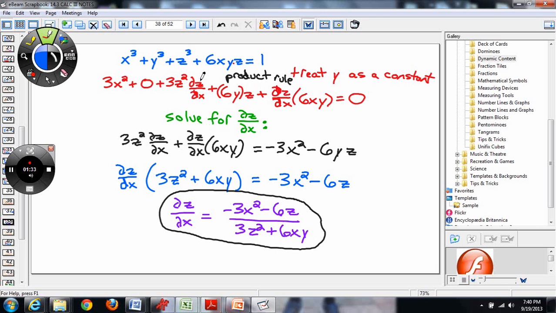Well, we should say partial derivative of z with respect to x, just like before with our single variable calculus. Before, whenever we would come across a y, we would say dy dx. So now we come across the z, and we would say dz dx.